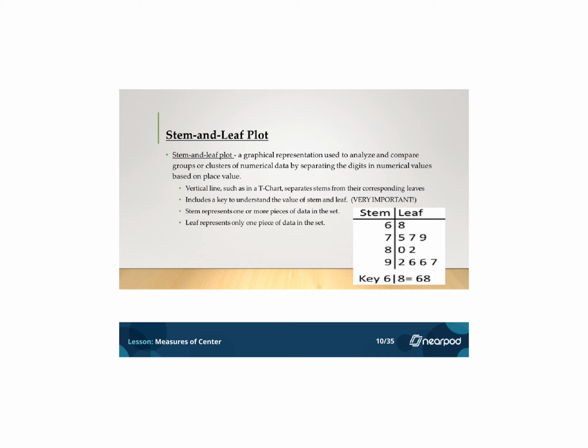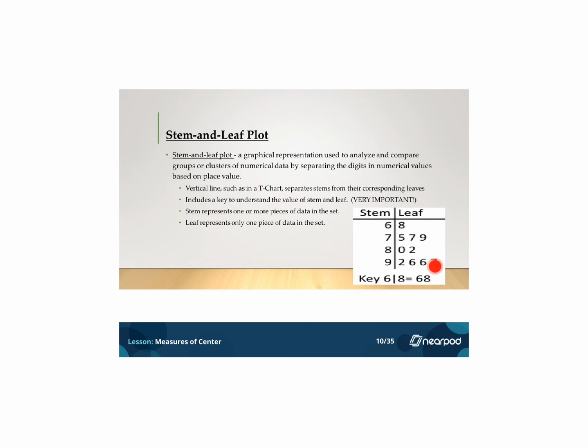Stem and leaf plot: a graphical representation used to analyze and compare groups or clusters of numerical data by separating the digits and numerical values based on value. They use a vertical line, such as this T-chart, that separates stems from corresponding leaves. It includes a key to understand the value of the stem and leaf. That's very important. Stem represents one or more pieces of data in the set. Leaf represents only one piece of data in the set.